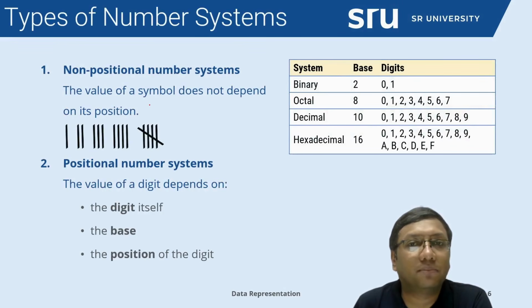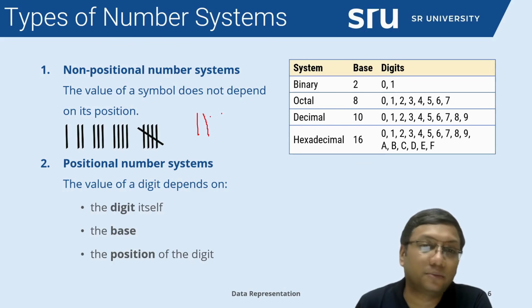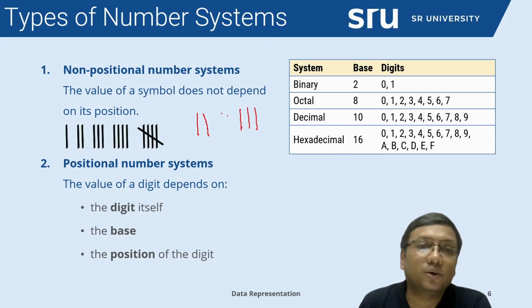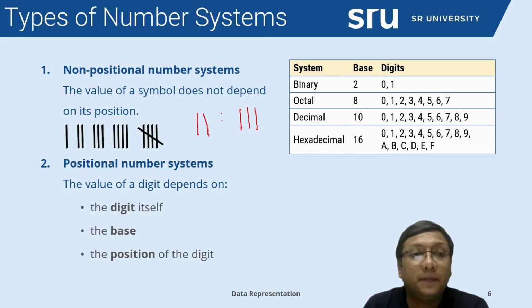Now, there are two types of number systems. One is the non-positional number system. For example, I draw one line to represent 1, and I draw 2 lines to represent 2. If I draw the second line either on the left or right, it does not matter. 2 lines means 2. Similarly, if I draw 3 lines, it means 3. So the value of the symbol does not depend on the position of the lines that I have drawn.